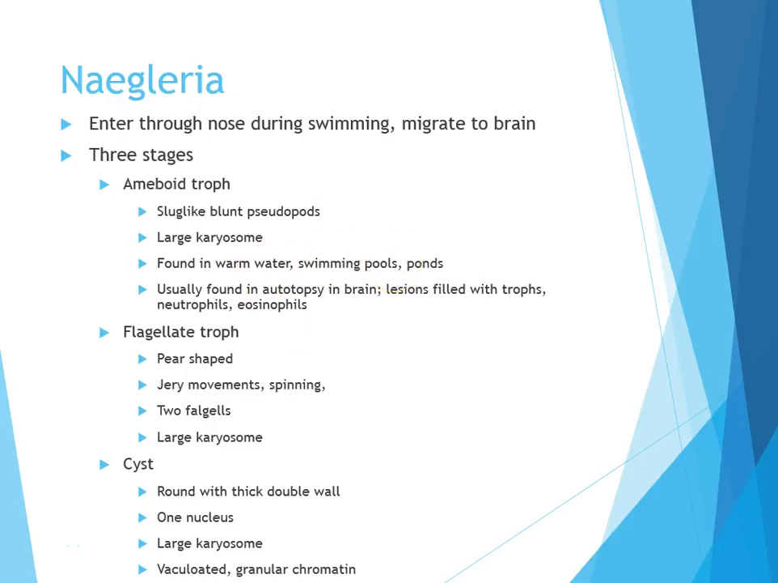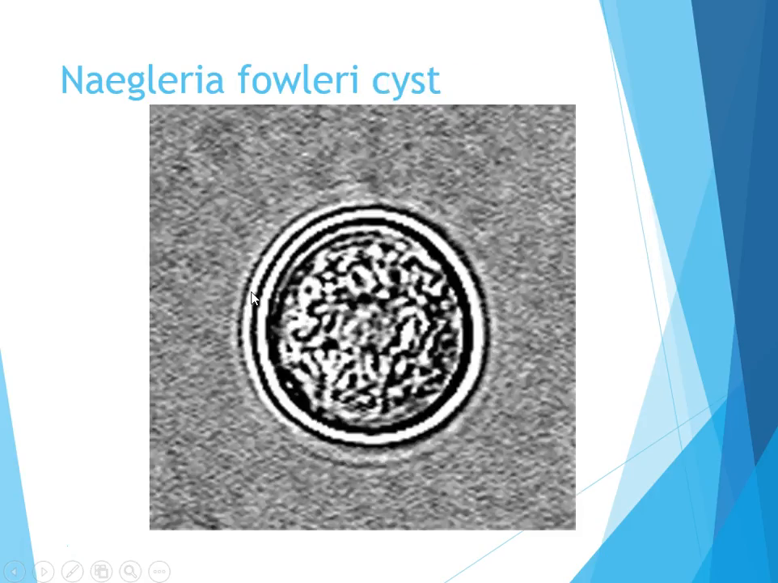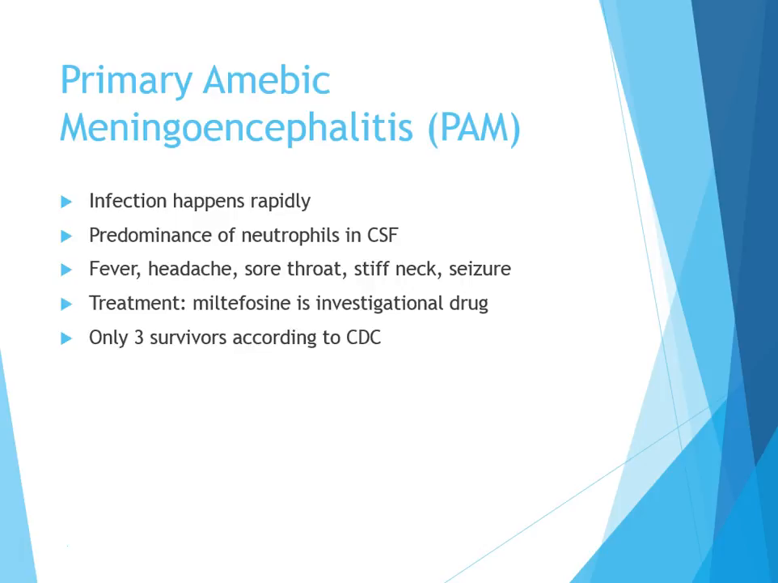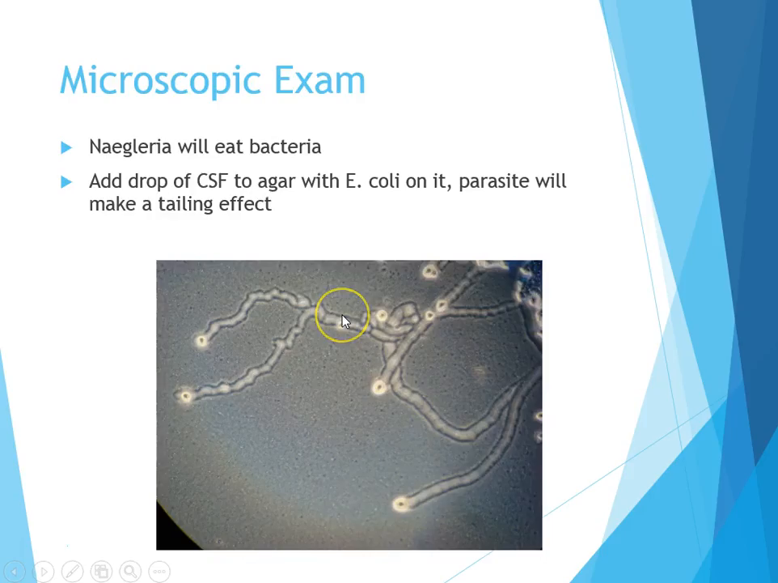Usually, when they find out the patient has died from this, is when they do an autopsy and they find lesions in the brain. When they look at it under the microscope, the lesions have trophs, neutrophils, and eosinophils in them. There have been people to survive. Okay, according to the CDC, 3 survivors total.